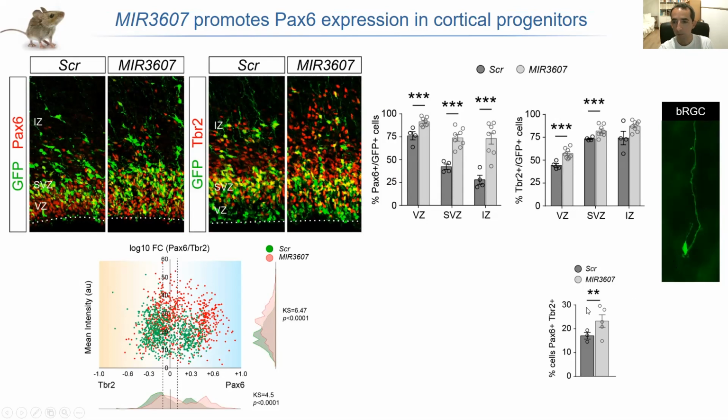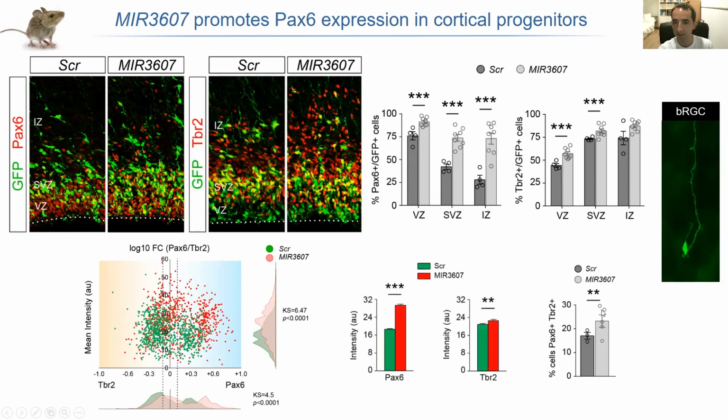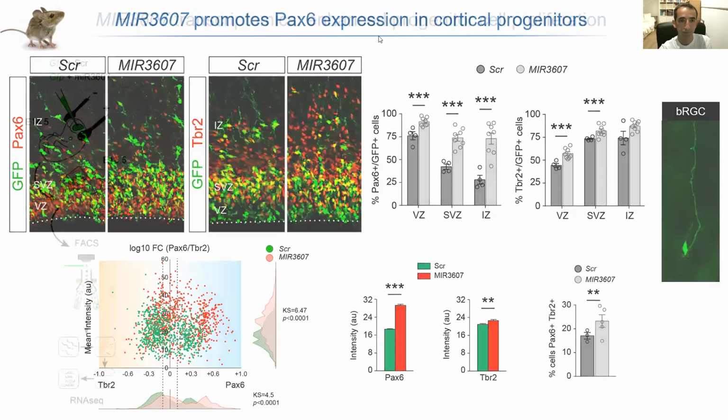Now, the reason why we had this high co-expression of PAX6 and TBR2 is because the expression of miR3607 increased very significantly the intensity, the levels of expression of PAX6. And so now cells would co-express the two transcription factors. Now, importantly also, it's already been published and studied that overexpression of PAX6 in mouse leads to the increased proliferation of progenitors. So this result came together with the previous result I showed, that the expression of this microRNA promotes not only PAX6 expression, but also amplification of these progenitors.